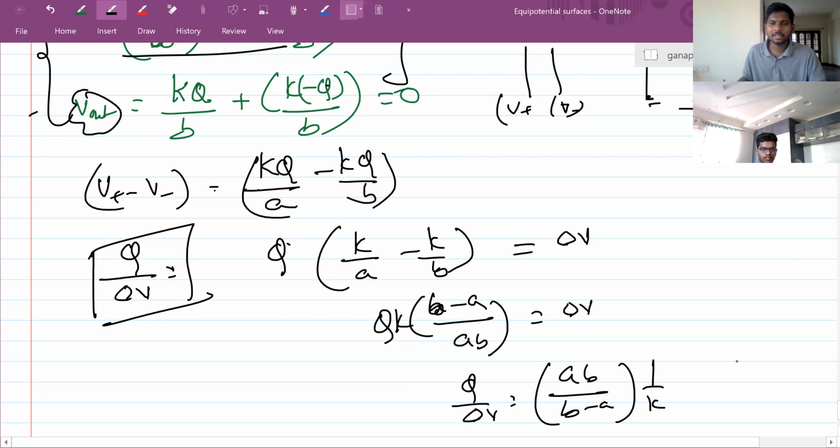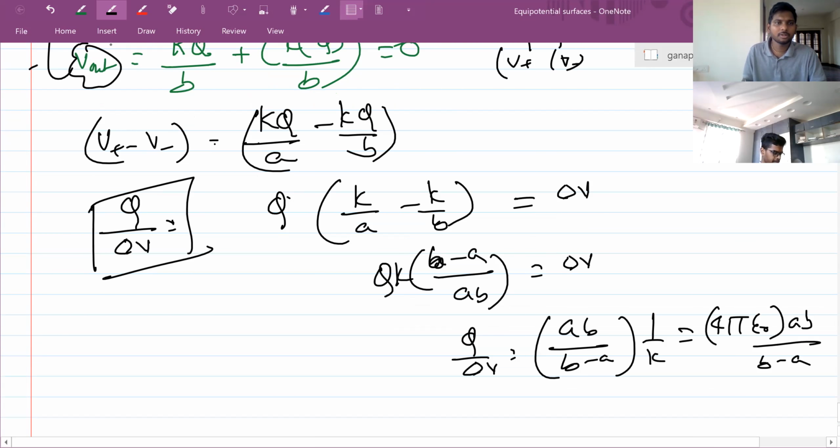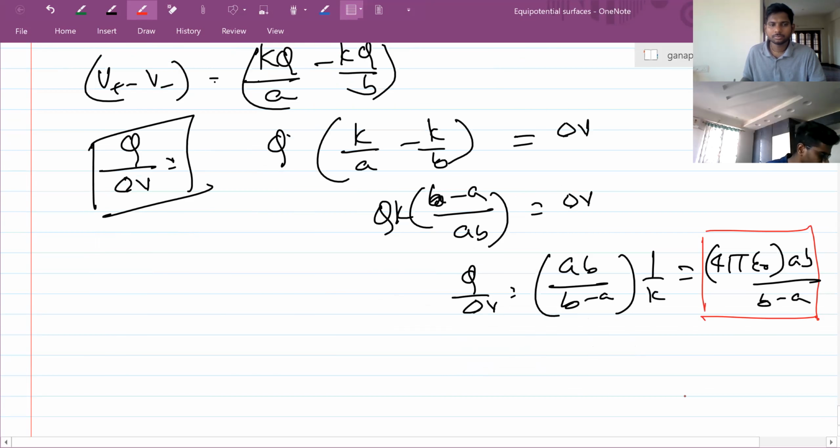That means the answer will be, K is what? 1 by 4 pi epsilon naught. So 4 pi epsilon naught AB by B minus A will be the option. You might check the option in your book. It's not given in the book.